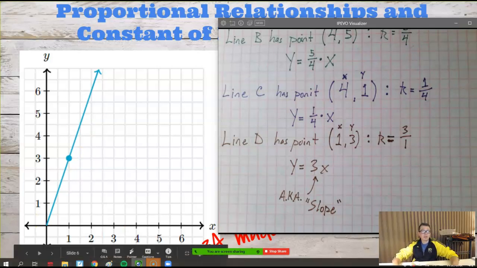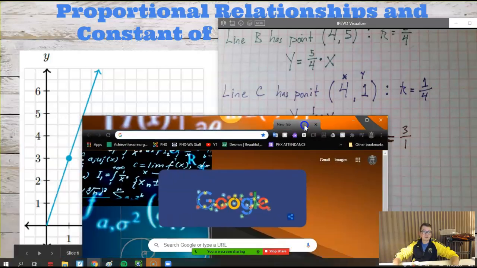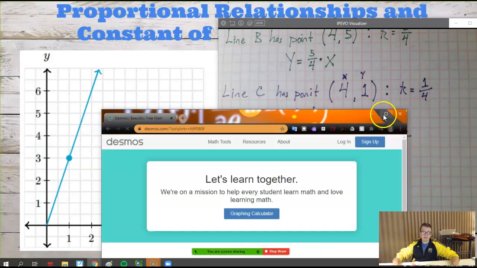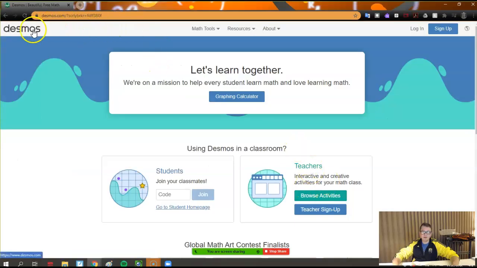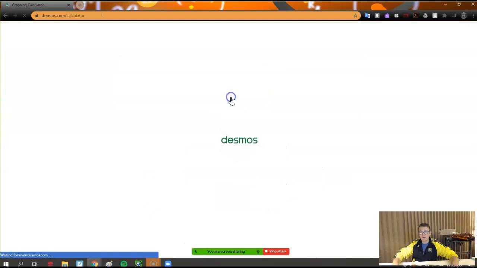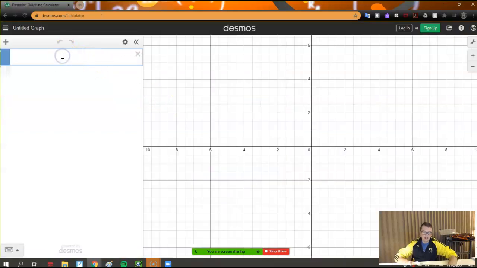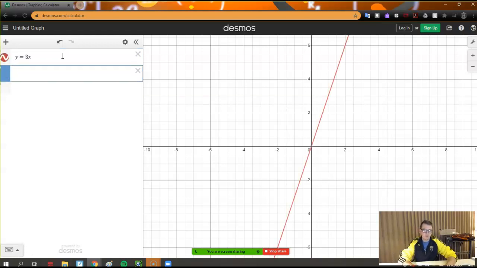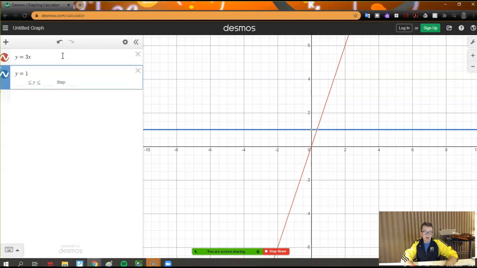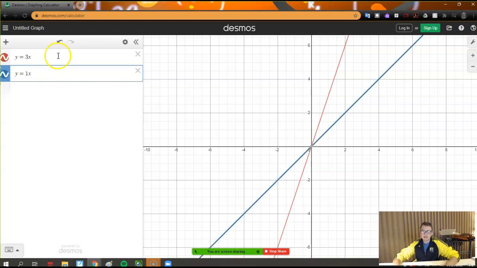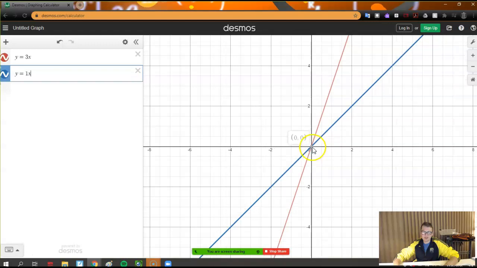Guys, if you want to play with this, this is one of the things I'm trying to get you to believe me on. Math is meant for play. If you go to desmos.com, the website that we use a lot, and click on graphing calculator, you can play with graphing lines. So y equals 3x, like we just graphed, versus a slope of 1. A slope of 1 is our standard slope of up 1 over 1, up 1 over 1. It's like a stair step.